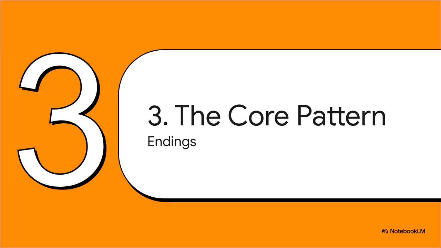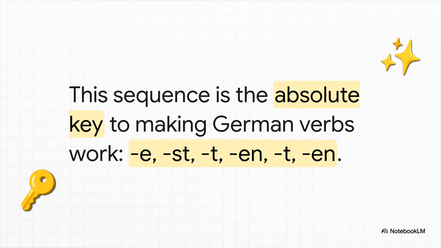Okay, now for the most important part of the whole blueprint. This is kind of the secret code, the master instruction that connects our building blocks, the pronouns, to our tools, the verbs. This is it. I know, it looks like nothing, right? Just a simple sequence of endings, but this is the absolute key to making German verbs work for you. Each one of these endings lines up perfectly with one of the pronouns we just learned. Once you get this pattern down, you can handle hundreds of verbs.